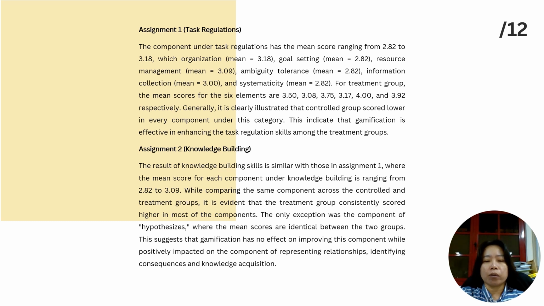For assignment 2, the result of knowledge building skill is similar to assignment 1, with the mean score for each component under knowledge building ranging from 2.82 to 3.09. Comparing the same components across the control and treatment groups, the treatment group consistently scored higher in most of the components. The only exception was the hypothesis component, with identical mean scores between the two groups. This suggests that gamification has no effect on improving this component, while it positively impacted the components of representing relationship, identifying consequences, and knowledge acquisition.